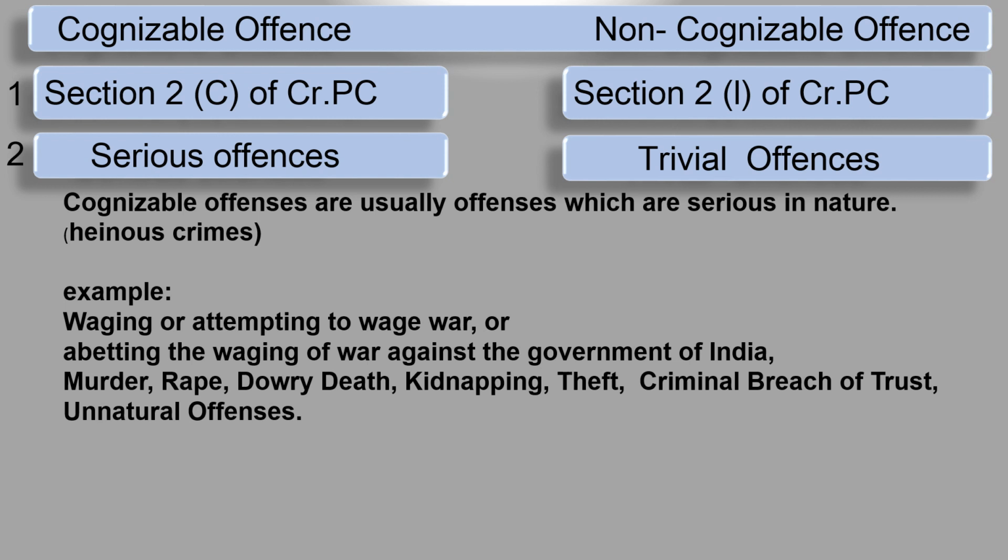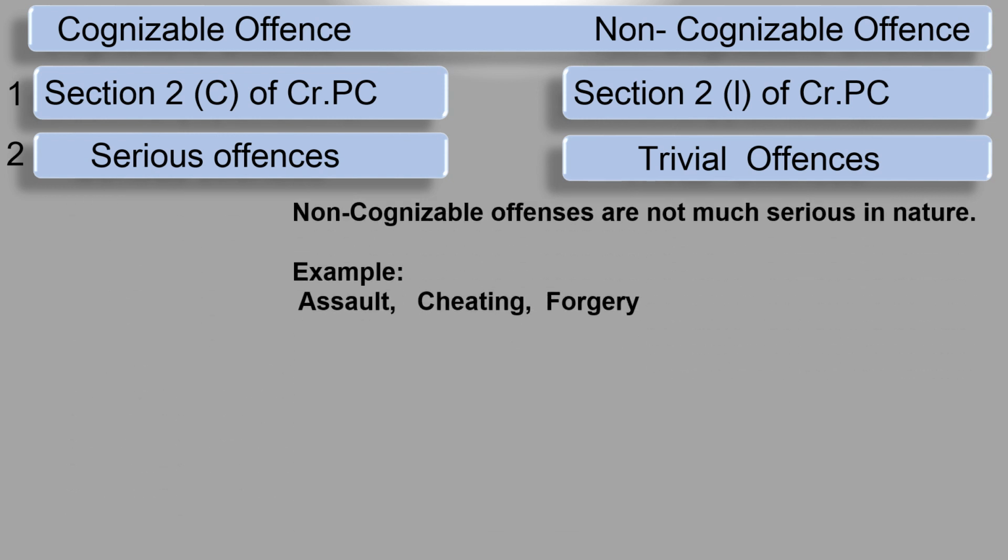For example, waging or attempting to wage war or abetting the waging of war against the government of India. Murder, rape, dowry death, kidnapping, theft, criminal breach of trust, unnatural offenses. These are all covered under serious offenses and cognizable offenses. Non-cognizable offenses are trivial offenses. What are you going to write under it? Non-cognizable offenses are not much serious in nature. For example, assault, cheating, forgery.